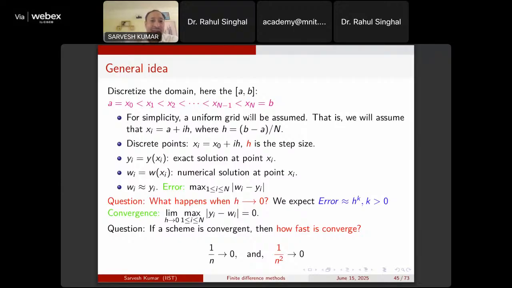Let's say the discrete points are given by this, with the same notation which we have been following earlier. y_i is the exact solution, w_i is the numerical solution, so this is the error. Finally, our aim is that this must tend to 0 as n tends to infinity. That's the idea. It's the same thing which we have discussed about the error.